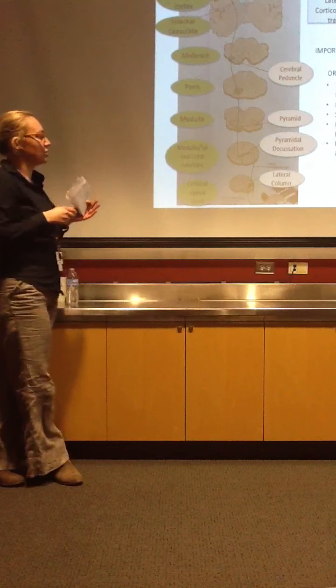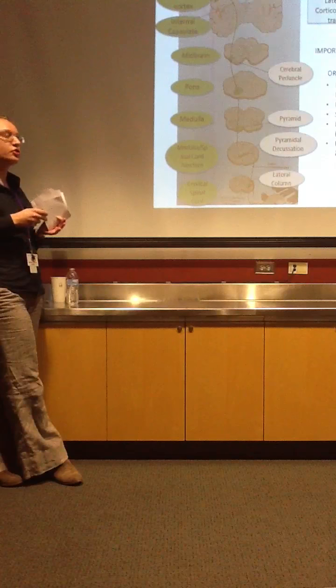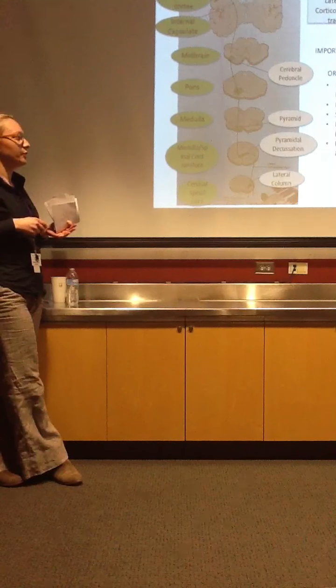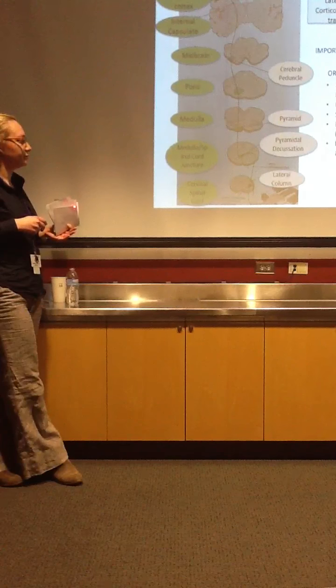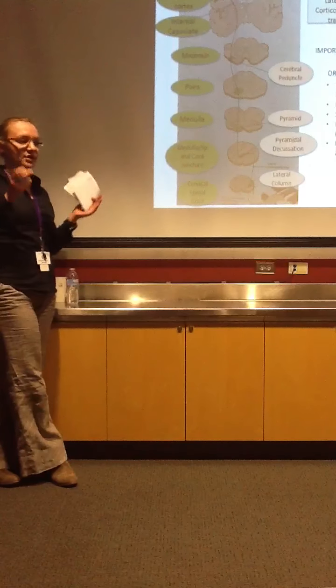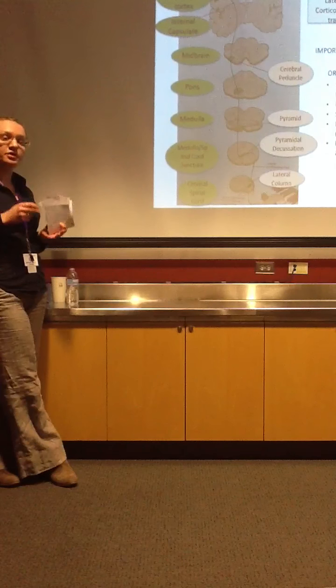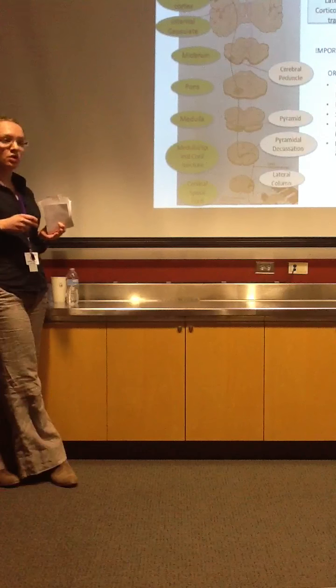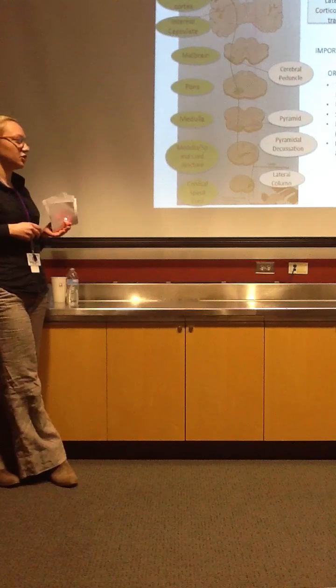At caudal pons, they reunite and enter the medulla in the form of medullary pyramids. Here, at the junction of brainstem and spinal cord, 90% of the fibers cross to the opposite side. This crossing is called pyramidal decussation.